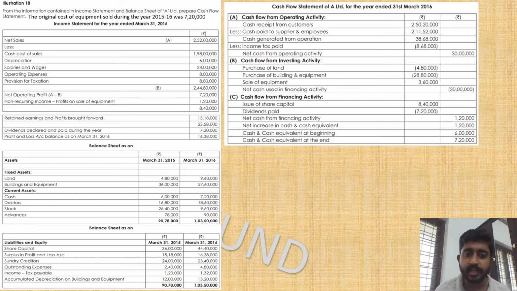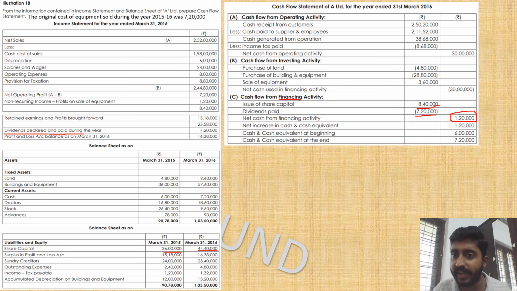Now we will go to the last and most important part, the financing activity. You can see in the balance sheet that share capital has gone up from 36 lakhs to 44.4 lakhs, which is 8.4 lakhs. You have issued more shares and got some share capital. And for dividends, if it were only dividends declared, the payment would happen in the next year and it would not be a cash outflow. But here it is given as dividends declared and paid during the year, 7.2 lakhs. So 7.2 lakhs is reduced, and cash flow from financing activity is 1.2 lakhs.